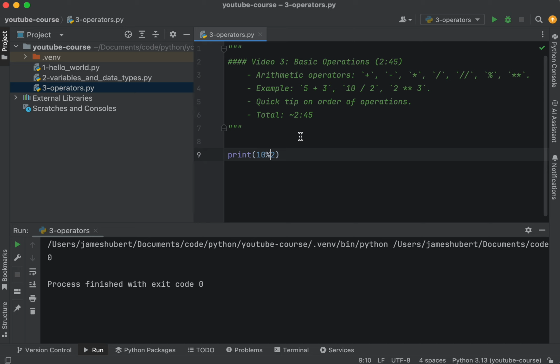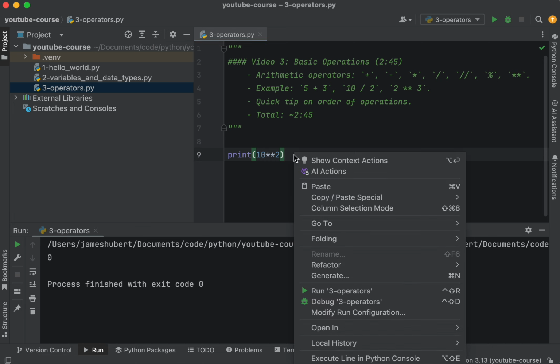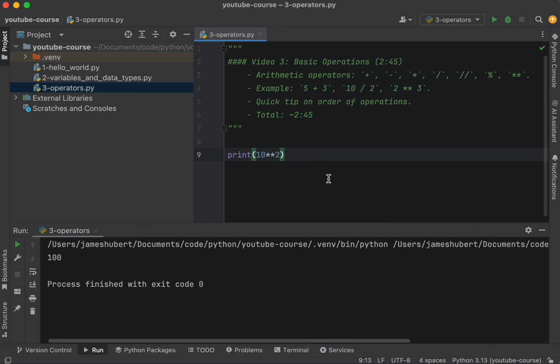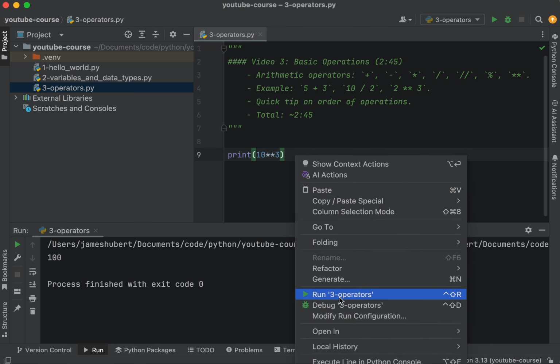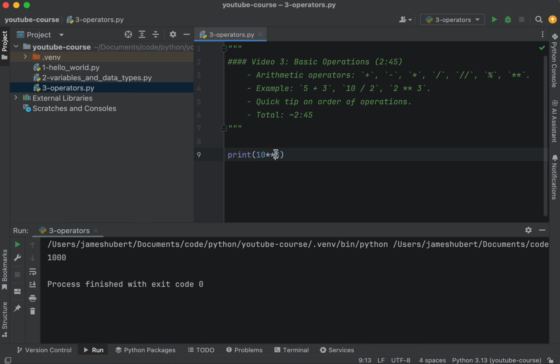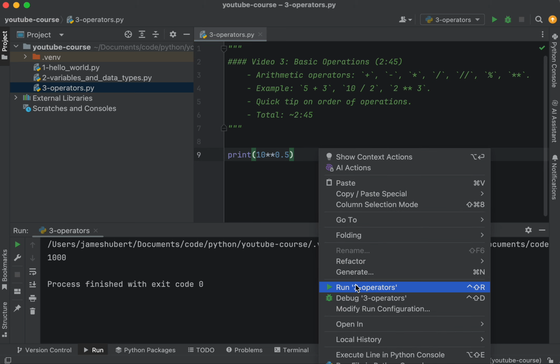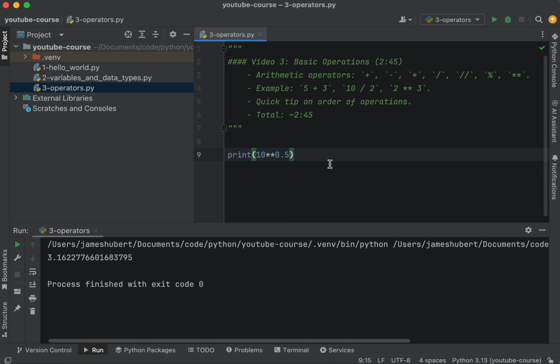And then the last but not least is the double asterisk. Now this is exponentiation, as in 10 to the second power. So 10 to the second power is going to be 100. As you know, it's a fancy way of saying 10 times 10. 10 times 10 times 10, which is to the third power, is going to be 1000. So that is exponentiation. And you can also do 0.5, which is 10 to the half power, in other words, a square root, and it does give you those things.